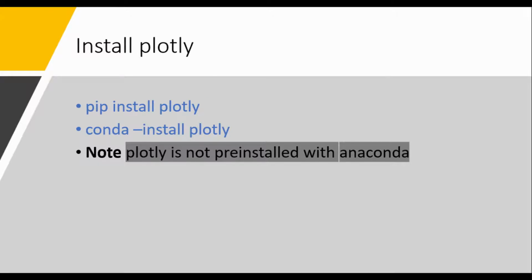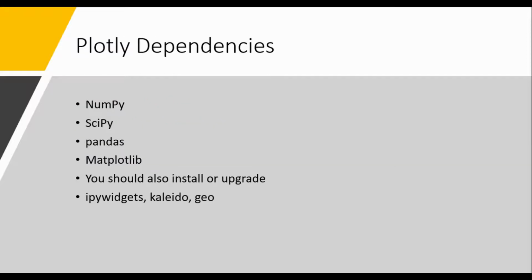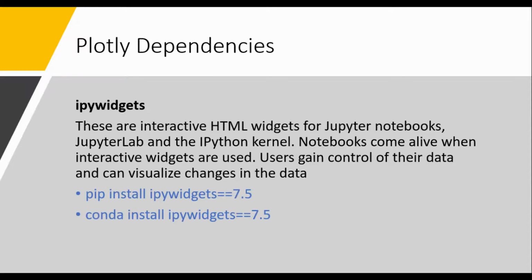Now, to install Plotly, we're going to do pip install plotly and conda install plotly. Not to worry, in our next lesson, I'll be going through the step-by-step installation where we can install Plotly and look at the dependencies. Now, just like most packages, Plotly is going to depend on NumPy, SciPy, Pandas, Matplotlib, and also some special libraries like ipywidgets, Kaleido, and the geo libraries. So let's see what they are.